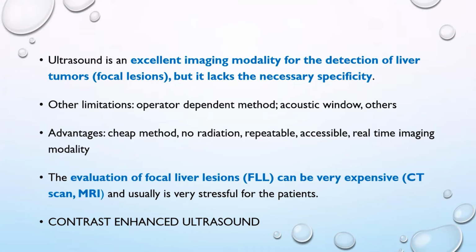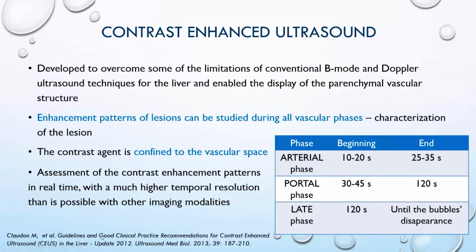Contrast enhanced ultrasound actually brought something new in ultrasound and changed the paradigm of this situation. It was developed to overcome some of the limitations of the conventional B mode and also Doppler ultrasound techniques for the liver, and it enables us to display the vascular structures of the lesions. You can follow the enhancement patterns of the lesion during the phases that you have already found, the three phases, the arterial, the portal, and the late one, and by this you can characterize the lesion.